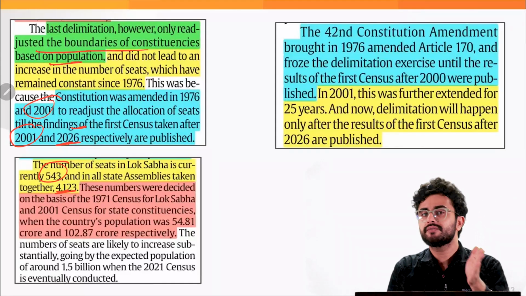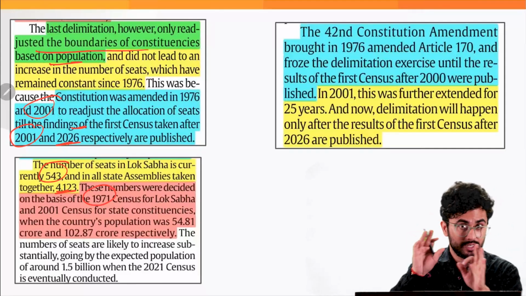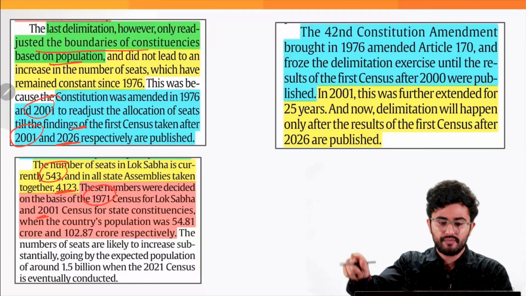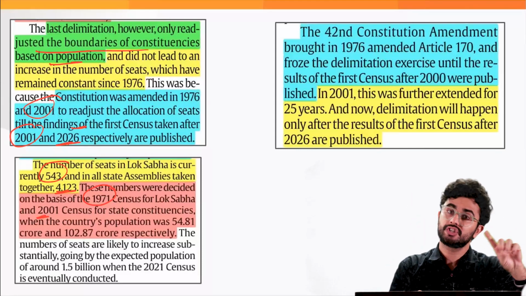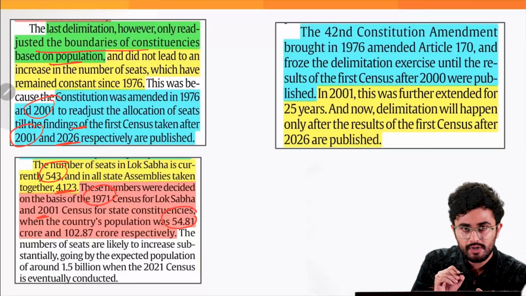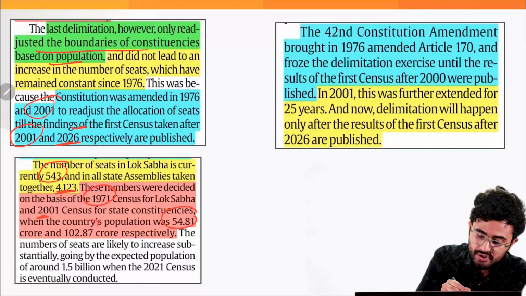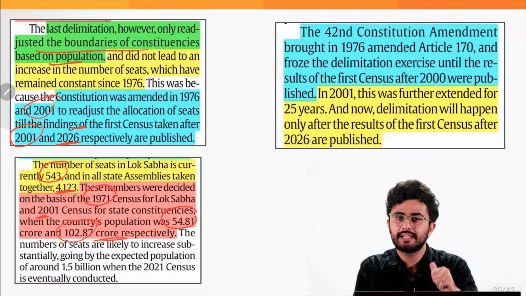Now, these numbers were decided on the basis of what? On the basis of the 1971 census, keep this in your mind, for Lok Sabha, and the 2001 census for the state constituencies. The country's population at that time in 1971 was around 54 crore, and when it was decided for the state legislative assembly in 2001, what was our population? Around 102 crore. Now we are almost reaching 130, more than that.